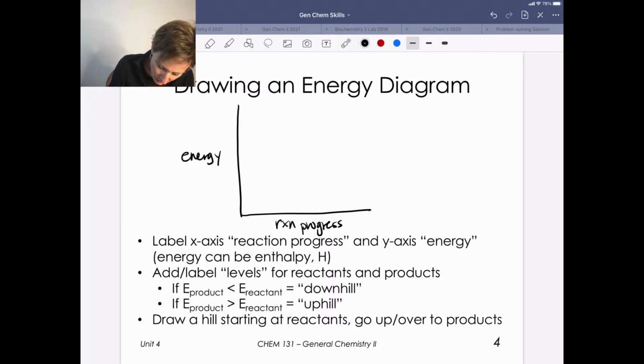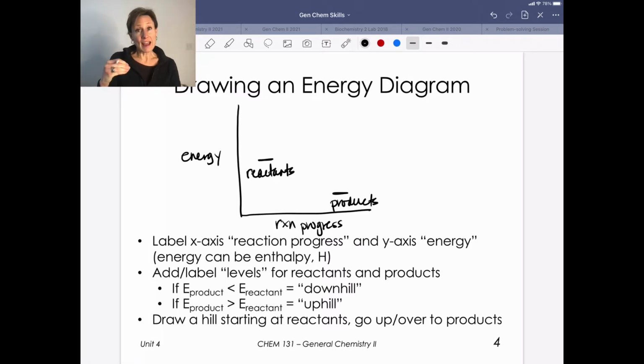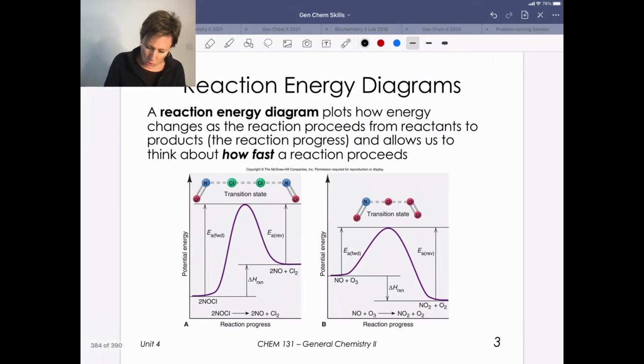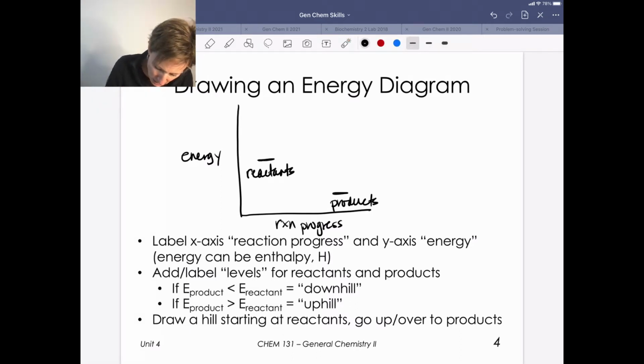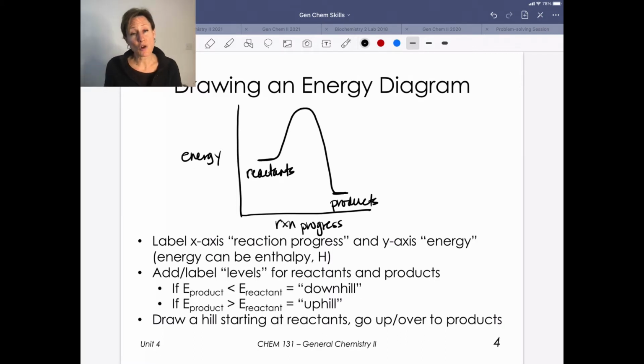I'm going to draw a reaction that goes downhill in energy, meaning that my products are lower in energy than my reactants. If I had something like I had over here, where my products were higher in energy than my reactants, we'd call that an uphill reaction. So this one I've got is a downhill reaction, and now I'm going to draw a hill that starts at reactants and goes up and over to products. This is the key here. I'm going to go up and then over to products. So this is how you draw an energy diagram.